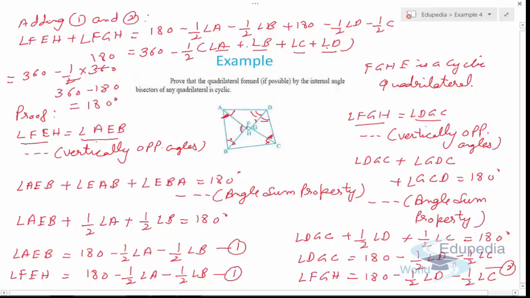Now angle FEH and angle FGH are the opposite pair of angles of a quadrilateral and their sum is 180. So we can say that FGHE is a cyclic quadrilateral. So this is how we can use the concept of cyclic quadrilaterals to solve various questions related to circles.